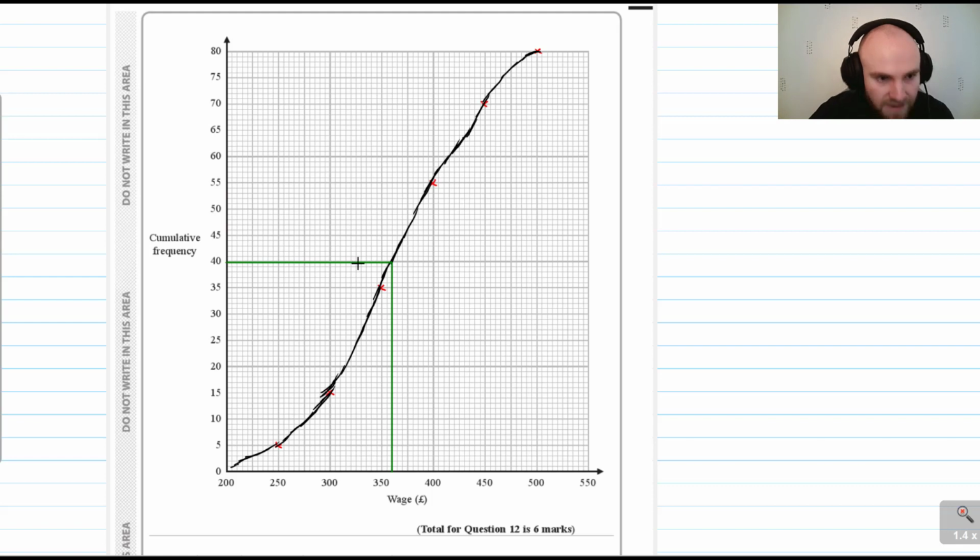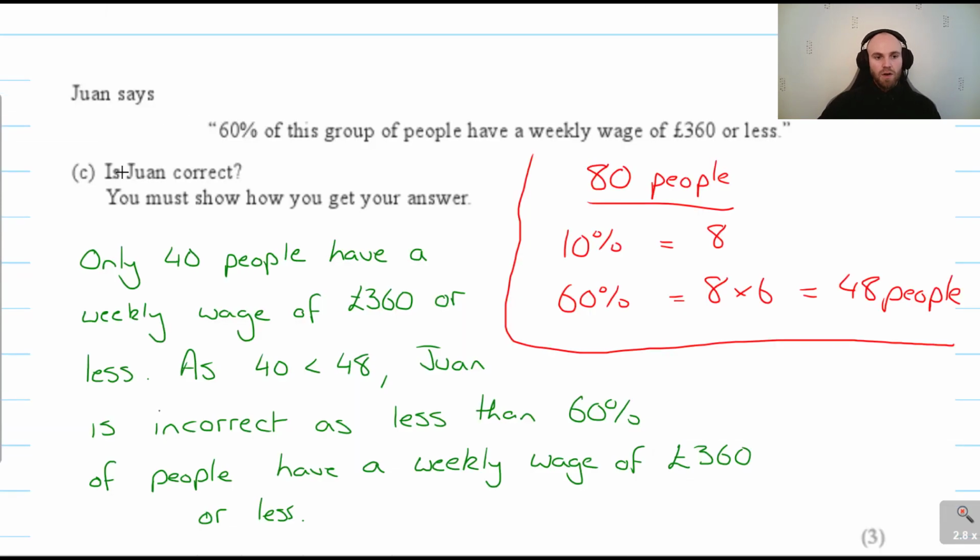And I think more or less, just put that in there. I think this is going to be 40 people. So 40 people are going to have a wage of £360, this part here, or less. Okay, so only 40 people have a weekly wage of £360 or less. And as 40 is less than the 48 that we worked out before for 60% of the people, so as 40 is less than 48, Juan is incorrect, as less than 60% of people have a weekly wage of £360 or less.